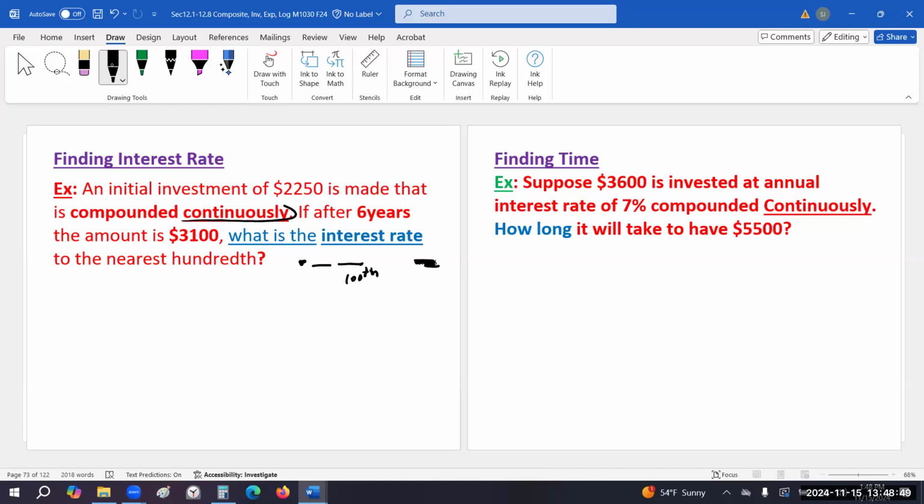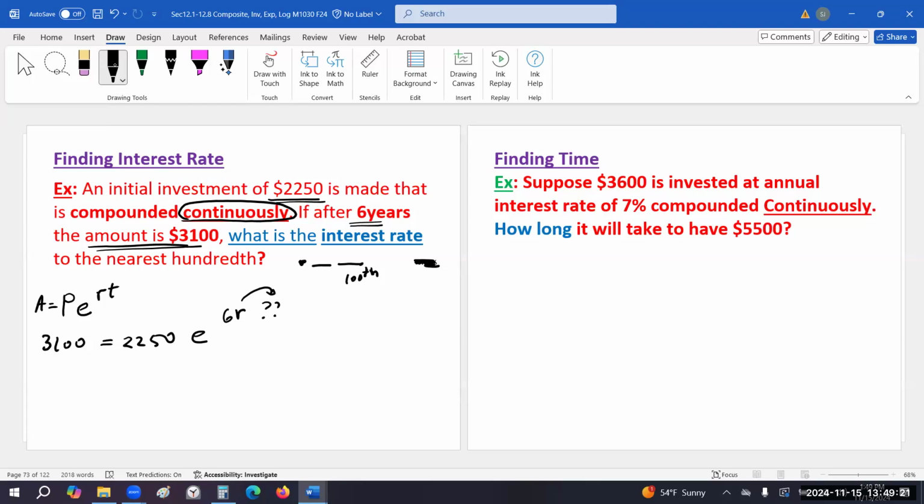Since we are compounding continuously, we start with the formula A equals P e to the RT. They gave us an initial amount, 2250, and 6 years, so our time is 6. The final amount is 3,100, and they want us to find the interest rate. What is this interest rate?